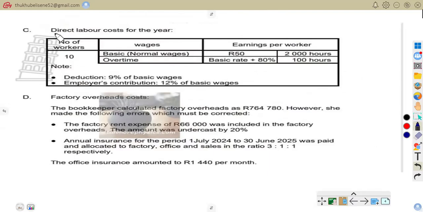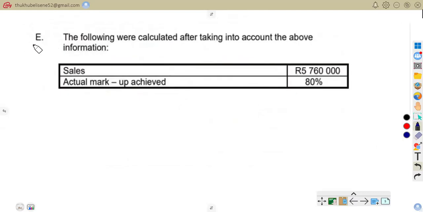Information C is all about the direct labor cost. Information D is about factory overhead cost. Information E is that the following were calculated after taking into account the above information: the sales as well as the markup achieved. So this is the information that we are going to use. Information A up to E is going to help us answer our questions.